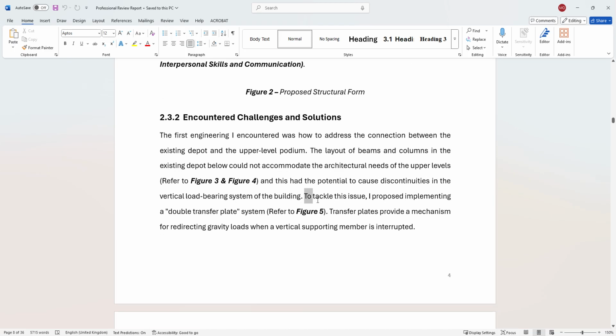So you can see this paragraph. To tackle this issue, I proposed implementing a double transfer plate system. And the candidate gives us some information about transfer plates. So it says transfer plates provide a mechanism for redirecting gravity loads when a vertical supporting member is interrupted.